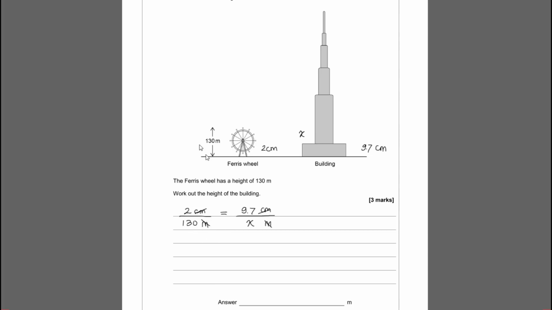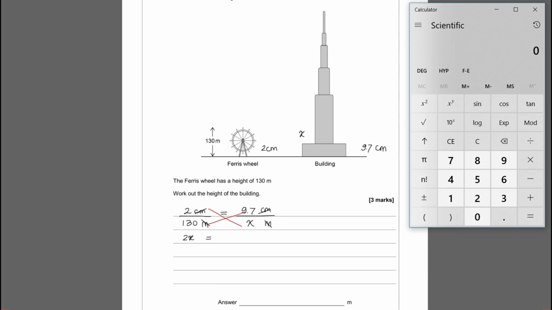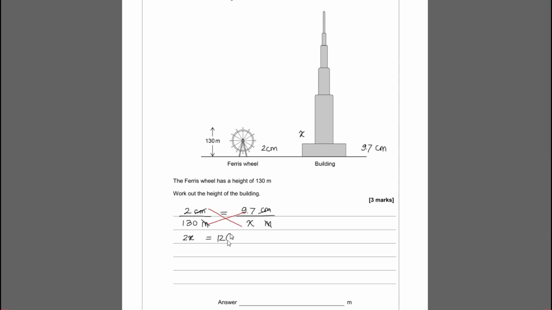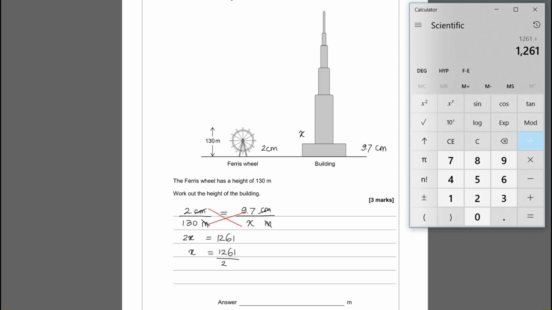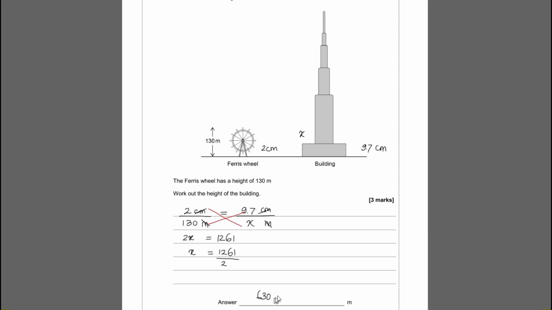Let's do the cross multiplication. We multiply this one and this one, and then we multiply this one and that one. Now 2 times x is 2x, and then 9.7 times 130, let's use our calculator. 9.7 times 130, so we have 1261. So x now is just this number divided by 2. Let's use our calculator again. This number divided by 2, we have 630.5. 630.5, that is the answer, which is the height of the building.